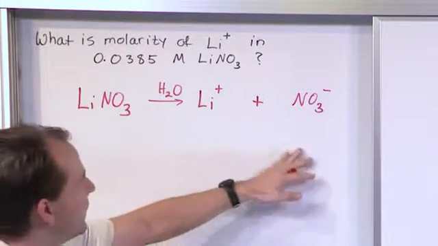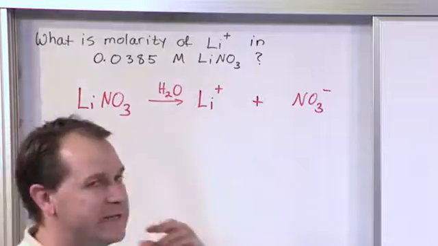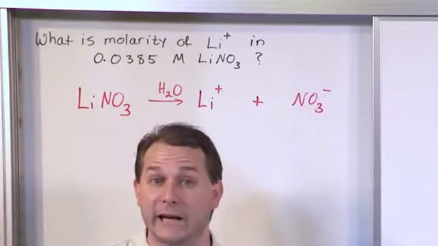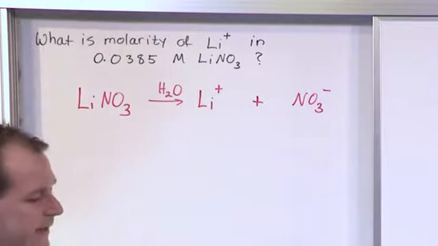So, by the way, what's the cation and what's the anion? The negative ion is the anion. So the nitrate ion is the anion. The lithium ion is the cation.